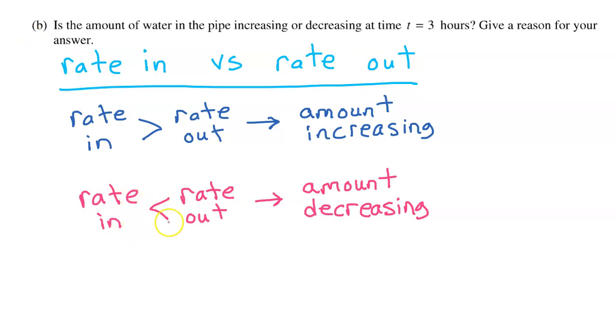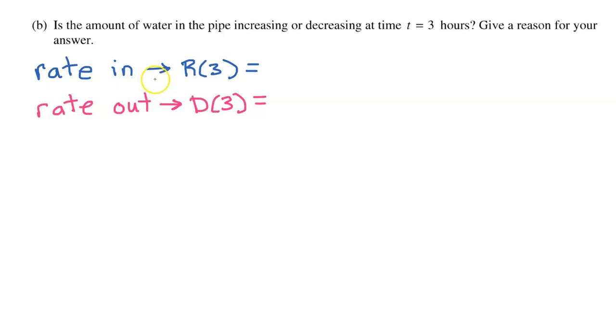Similarly, if the rate in is less than the rate out, then the amount of water in the pipe will be decreasing. The rate of water flowing into the pipe at time t equals 3 hours will be given by r at 3. Similarly, the rate out will be given by d at 3. We can use the calculator to easily find both of these. Just remember that we put function r into y1 and function d into y2. I always put the rate in as y1 and the rate out as y2, so I don't get confused.